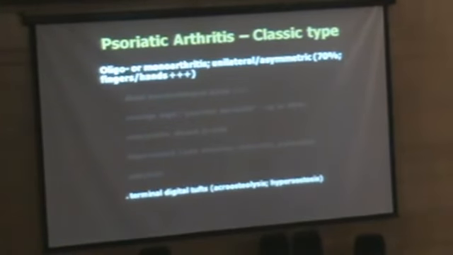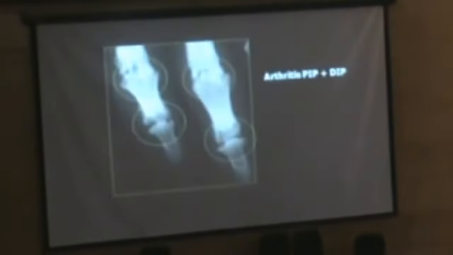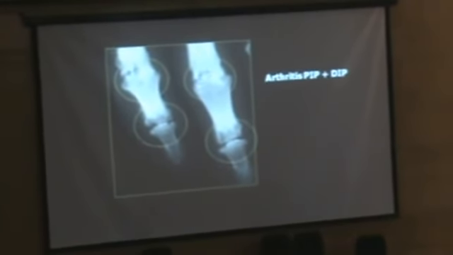And the terminal digital tufts can be involved as well by acrosteolysis and hyperostotic changes, and we're going to show some examples. So here is one example of psoriatic arthritis. You can see we have some swelling of the soft tissues of those digits, and we can see here features of arthritis in both proximal and distal interphalangeal joints. So let's take a closer look at these features.